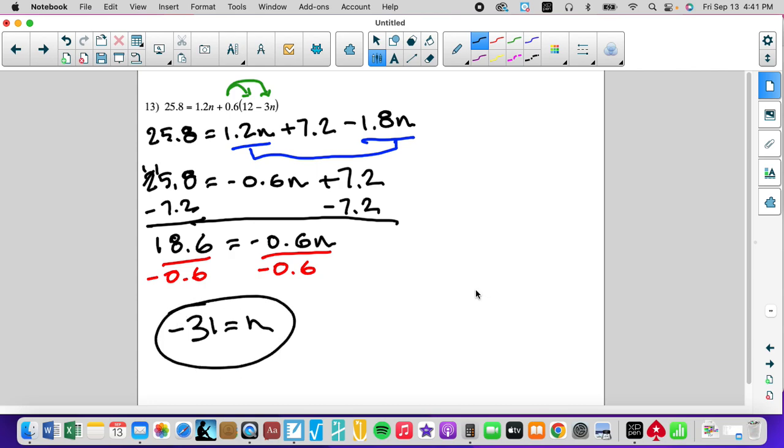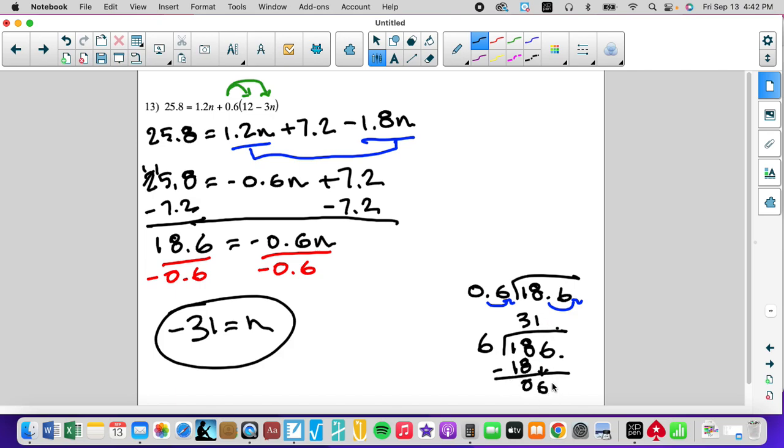If I needed to do it by hand, you have 0.6 divided into 18.6. We move the decimal point one place, move the decimal point one place. That turns this problem into 6 divided by 186 with the decimal point here. And 6 goes into 18 3 times. Bring down the 6. 6 goes into 6 once. And I would have gotten 31. So that's not crazy math. You don't need a calculator. This is basic. This is what is expected of you.